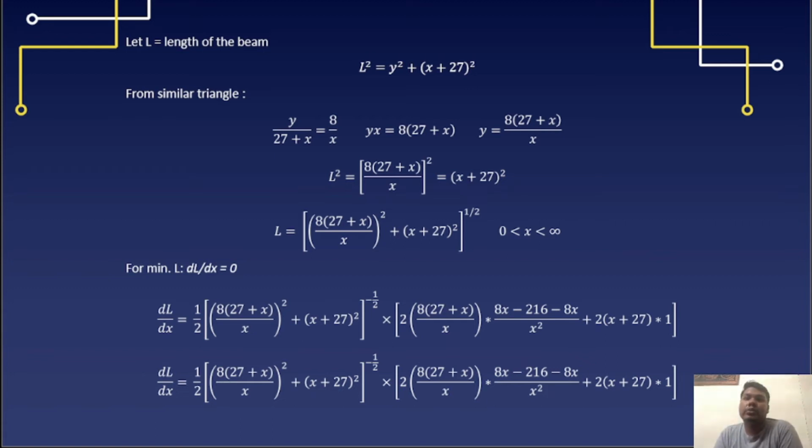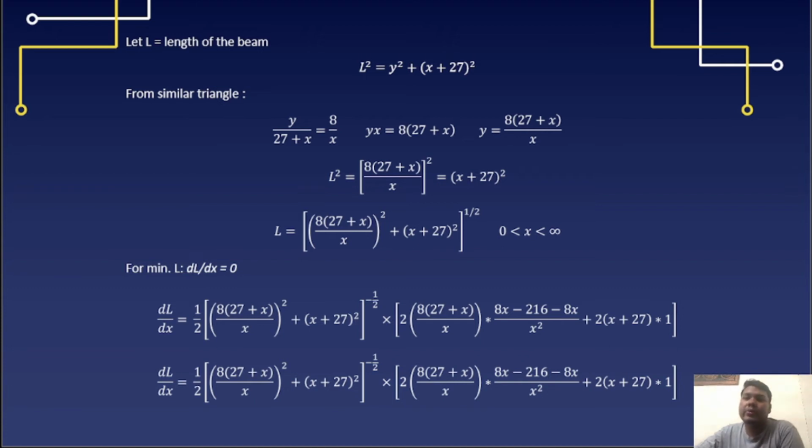Okay, let L equal the length of the beam. So the equation will be L squared equals Y squared plus (X plus 27) squared. From the similar triangles, we get Y over (27 plus X) equals 8 over X. So we make Y the subject, moving X and 27 plus X to the other side. We get Y equals 8(27 plus X) over X. So we substitute Y into the original equation, and as you can see there, L squared equals the bracket and so on.